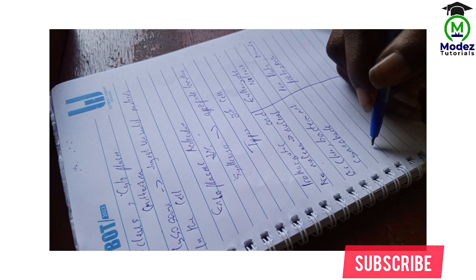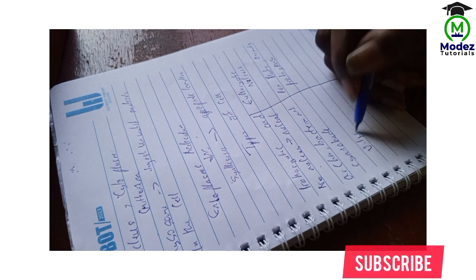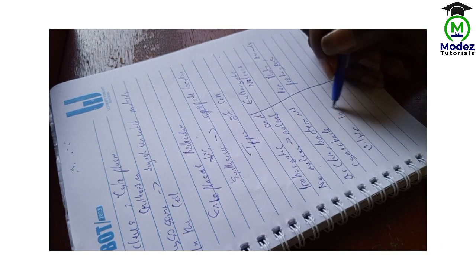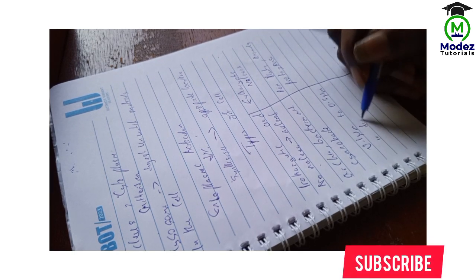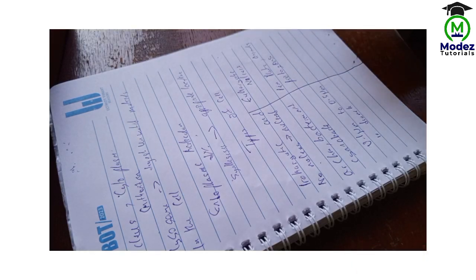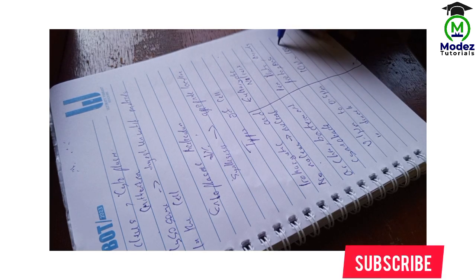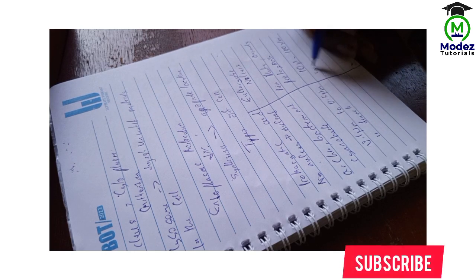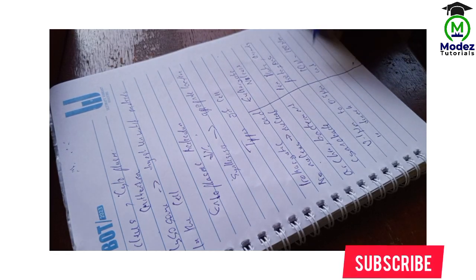The cell size of prokaryotic cells ranges from 0.1 micrometer to 0.5 micrometer in diameter, while the cell size of eukaryotic cells ranges from 10 micrometers to 100 micrometers in diameter. What does it mean? It means that eukaryotic cells are larger, way larger than prokaryotic cells.